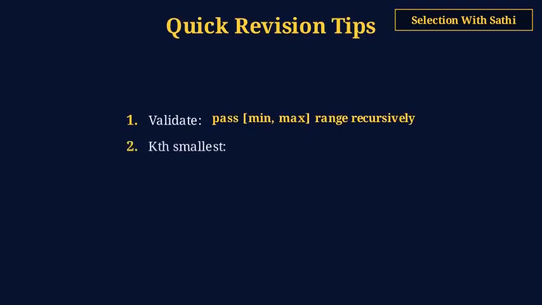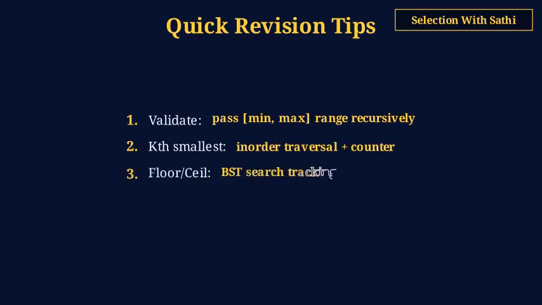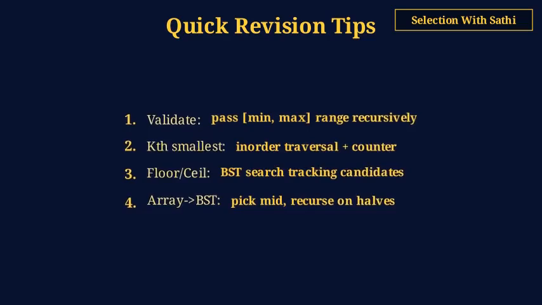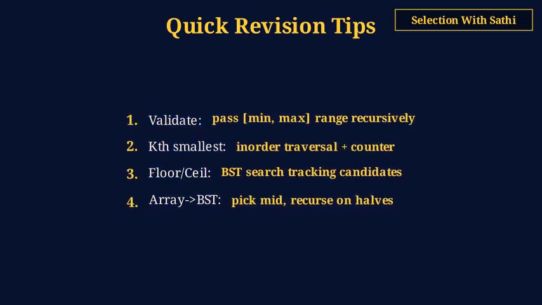First, validate BST using the range method with min and max bounds. Checking only parent versus child is wrong and will fail edge cases. Second, Kth Smallest uses iterative inorder with early stop. Time is O of h plus k, not O of n. Third, floor and Ceil are O of h iterative, track the best candidate while navigating.